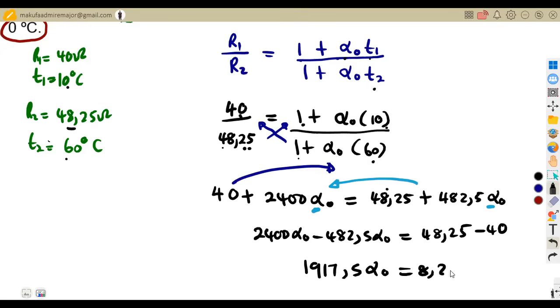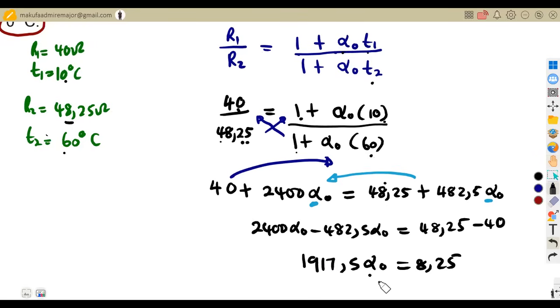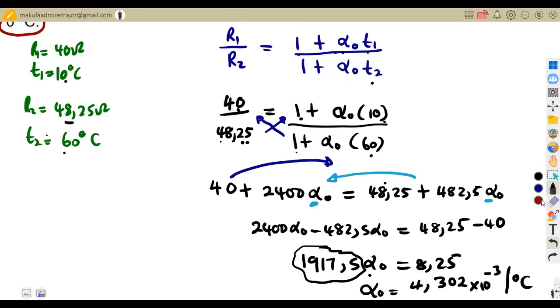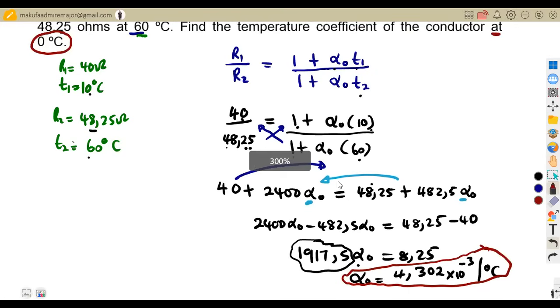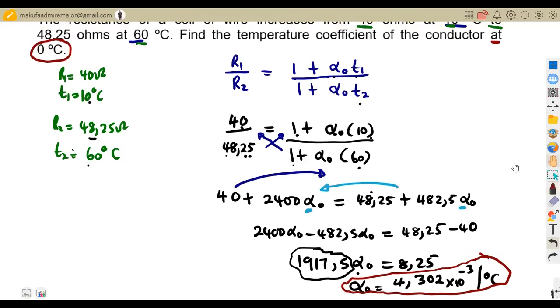Then we've got 8.25. Remember, this is alpha, but here we are referring to it as the temperature coefficient of resistance. So we divide by this value both sides since we are supposed to find alpha. So if you divide properly, you are going to obtain something like 4.302 times 10 to the exponent of minus 3. Remember, it is measured per degree Celsius. So you can even leave your answer like this, or you can write it as an exact decimal. It's up to you, but you can just even leave your answer like this.